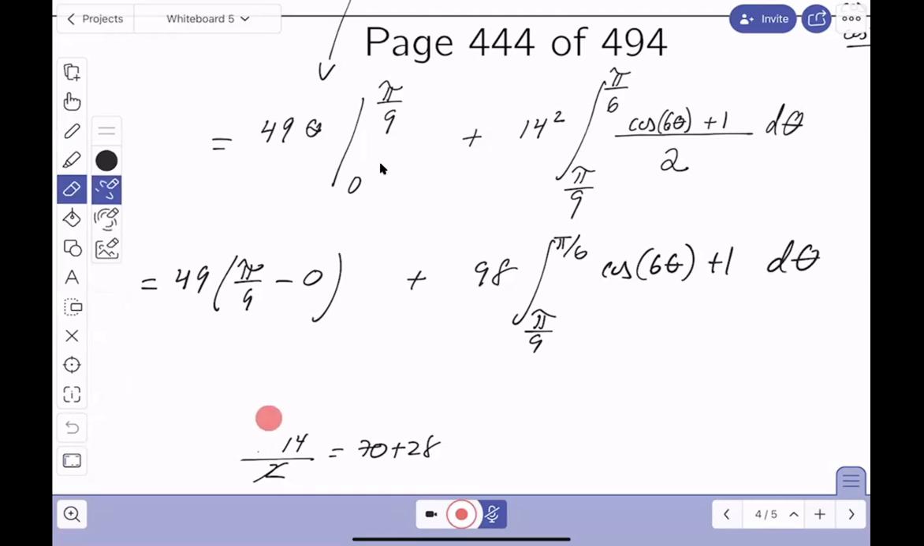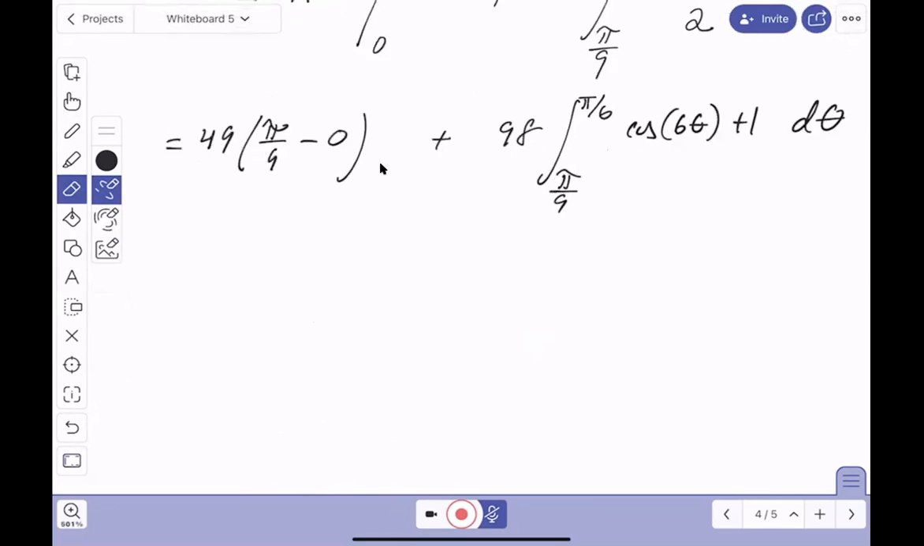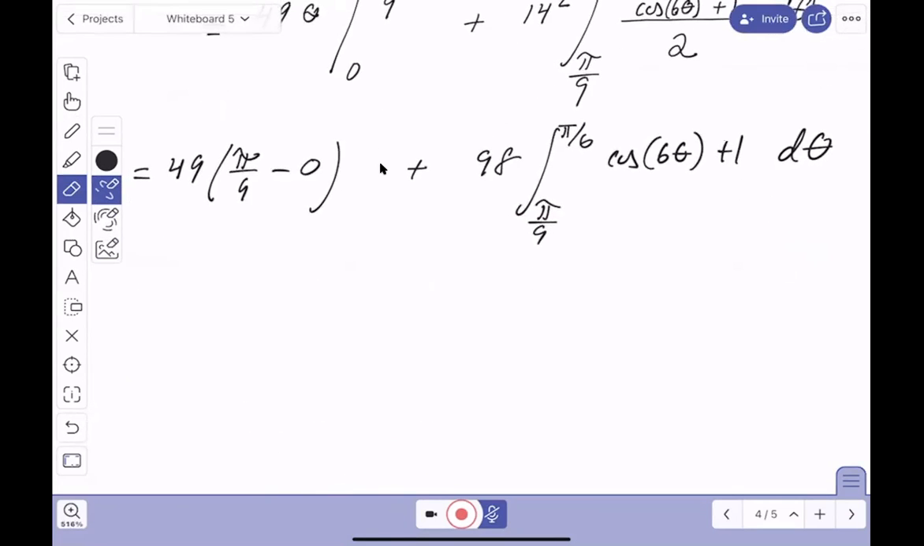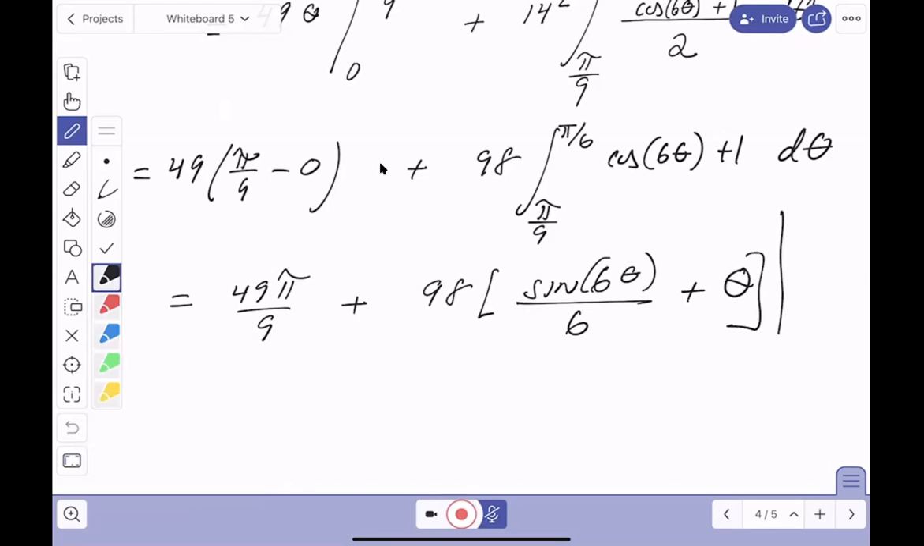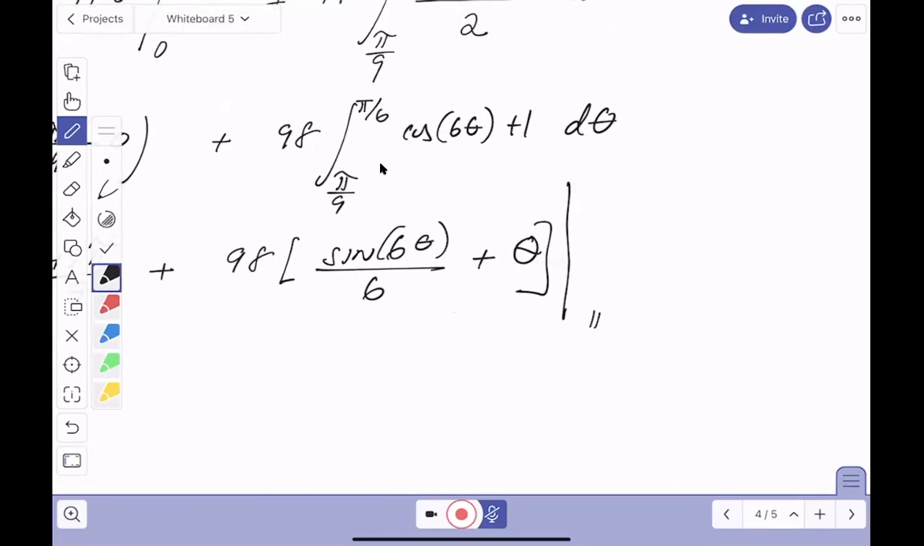Get my eraser out. And let's keep moving. See if we can do it. What do you get here? 49 pi over 9 plus 98. Well, I got to do this. This is going to be the sine of 6 theta over 6 plus theta, limits of integration, pi over 9, pi over 6.